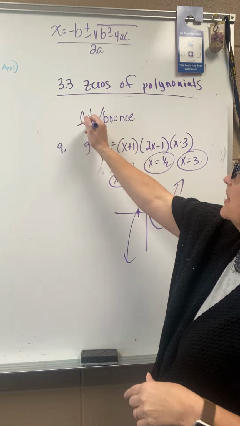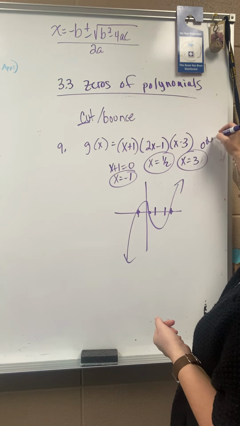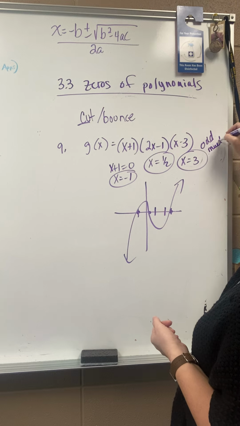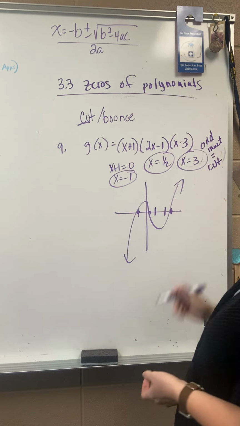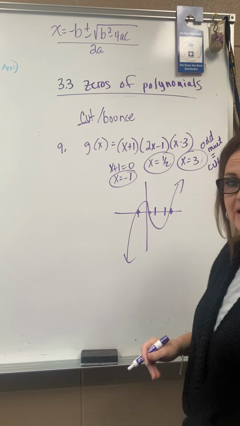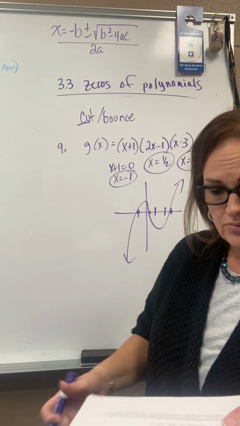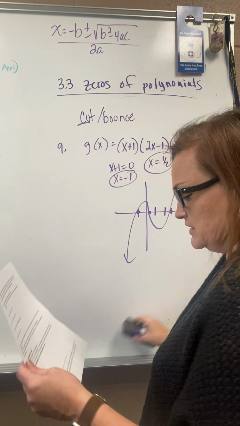So this is the cut rule. If you have an odd multiplicity equals cut through the graph. When it's an even multiplicity, like on the next example, it bounces off the graph instead of this. All right, so let's look at the next one, number 10.